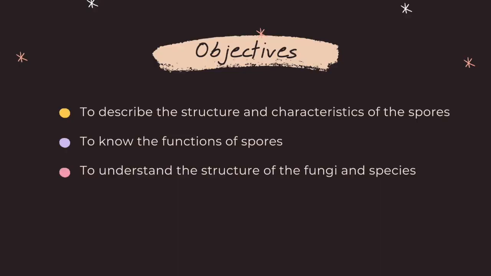There were three main objectives in this laboratory assessment. First is to describe the structure and characteristics of spores in fungi. Second is to know the functions of spores in the kingdom. And lastly is to understand the structure of the fungi and its species. These objectives are achieved by accomplishing the activities using the combined knowledge and cooperation of each member of the group in order to understand the content of the laboratory.